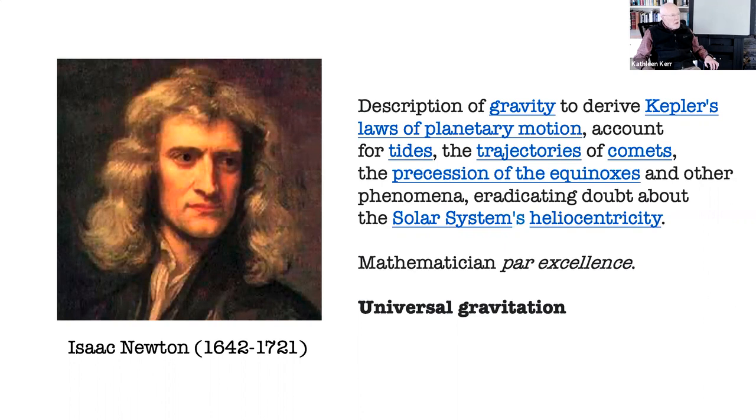So he could account for the laws that Kepler described, the movement of the tides back and forth during the seasons and during a given time period, trajectories of the comets, and precession of the equinoxes and other phenomena, eradicating doubt about the solar system being other than heliocentric. So that's huge, he really put the nail in the coffin on that one. He was a mathematician par excellence, and his basic theory, that everybody credits him with, is the idea of universal gravitation, that this operated everywhere in the universe.